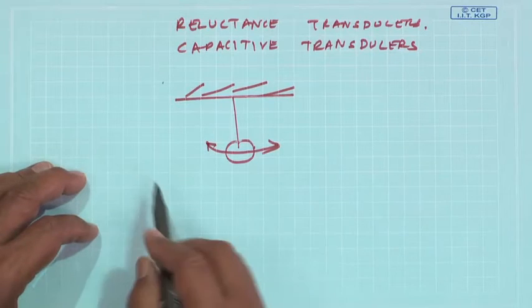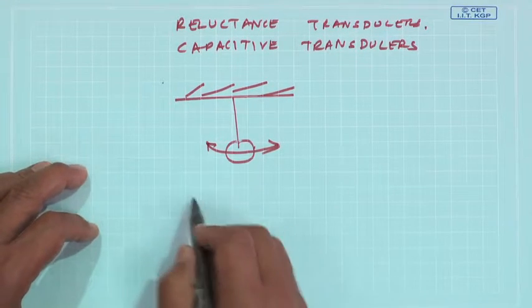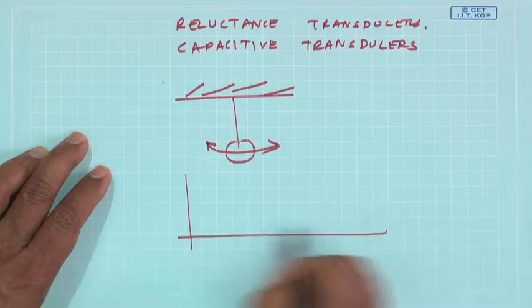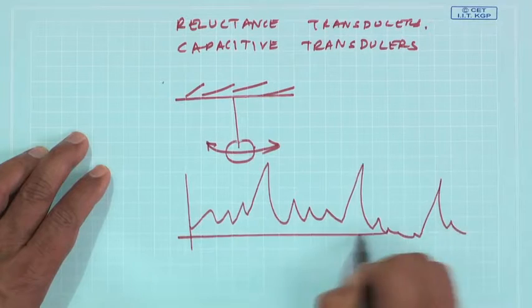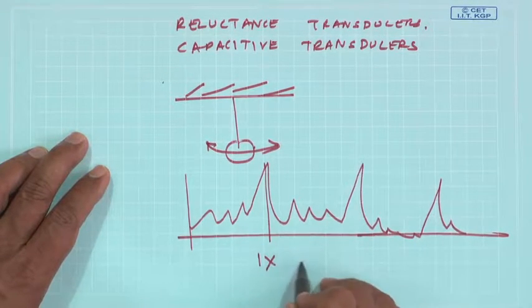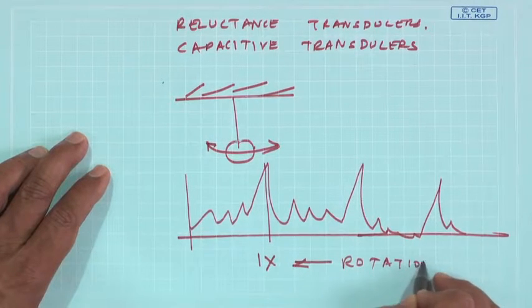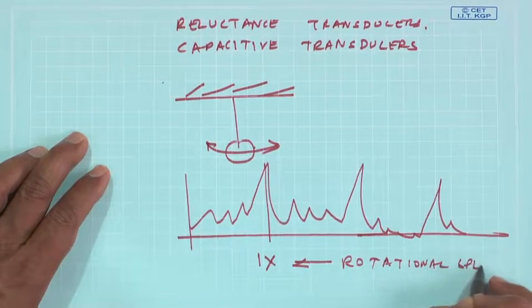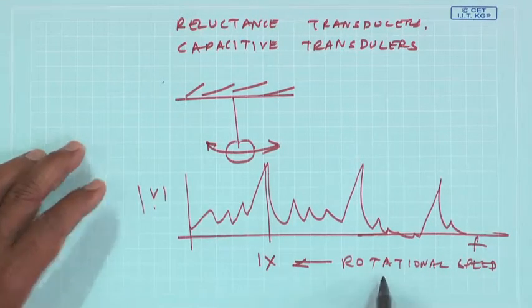Sometimes I also indirectly, you will see when we measure vibrations, the piezoelectric accelerometer which you put, if you are measuring the vibration spectrum, something like this, maybe even at 1x it will shoot up, and that would be due to the rotational speed. Just by measuring the vibration, you can find out the rotational speed.